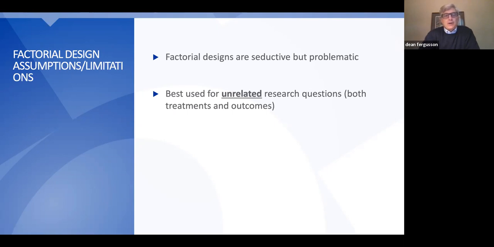Factorial trials have been growing steadily since the early 2000s, just because you can conduct two trials in one. If you have three factors, you can study three studies in one, and so you gain in efficiency. But again, a caveat is you have to ensure that there's no interaction.